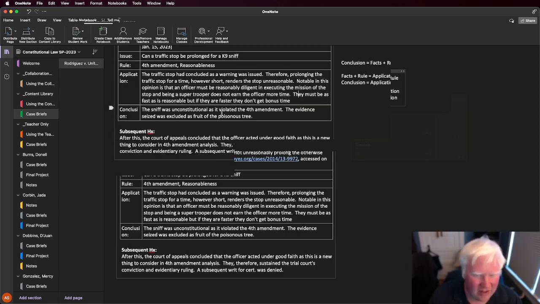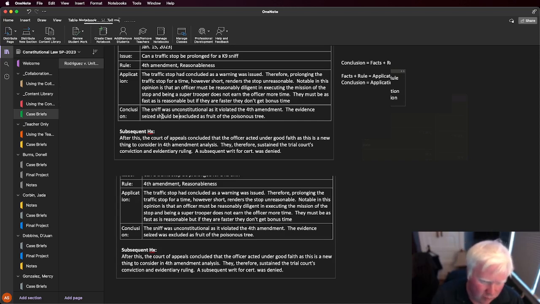And the conclusion here is that the sniff was unconstitutional as it violated the Fourth Amendment. The evidence seized was excluded as fruit of the poisonous tree.